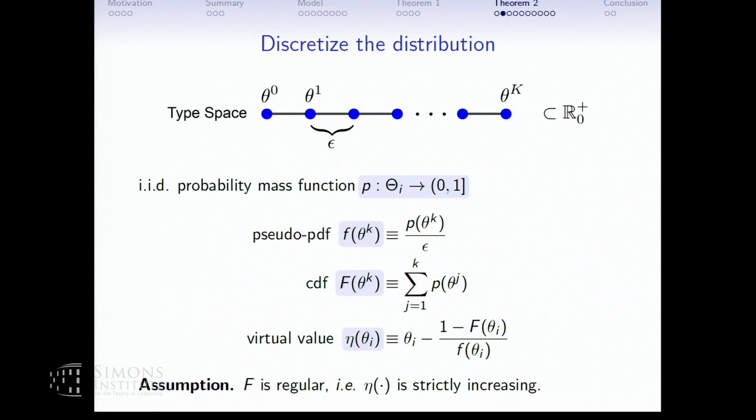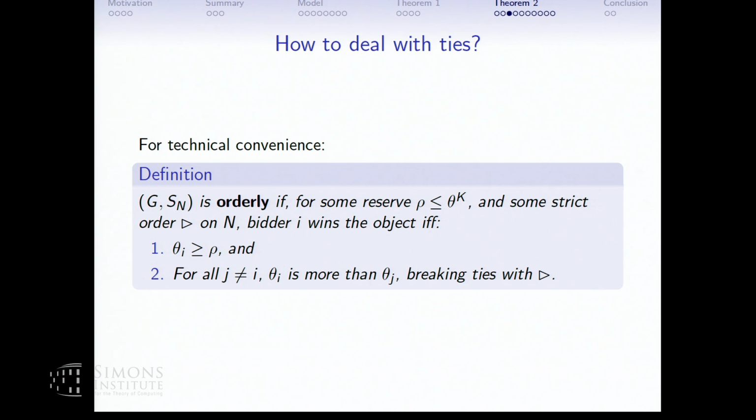So I'm going to assume, as usual, that the virtual values are regular. That's to say that this function is strictly increasing. I'm also going to need to deal with ties. And just for technical convenience, I'm going to assume that whenever David's and my bids are tied, David wins. So if our bids are tied at 50 and David wins, that means that if our bids were tied at 60, David would also win.